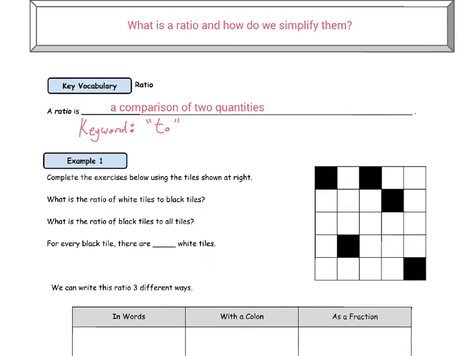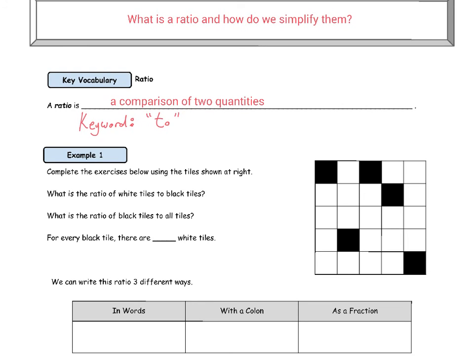So let's go ahead and get started. Example number 1 says, complete the exercises below using the tiles shown at the right. The first question says, what is the ratio of white tiles to, there's the word, black tiles? So you can see our two quantities. White tiles is the first quantity, black tiles is the second quantity. In order to find the quantity of white tiles and black tiles, I simply just counted them. I found that there are 20 white tiles and 5 black tiles.